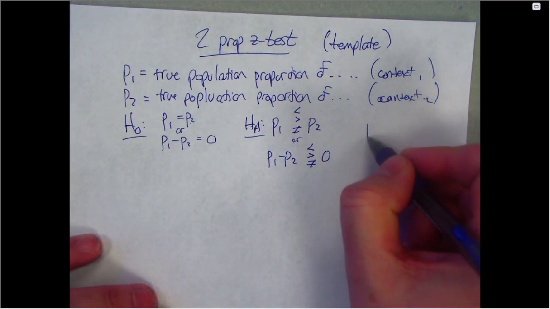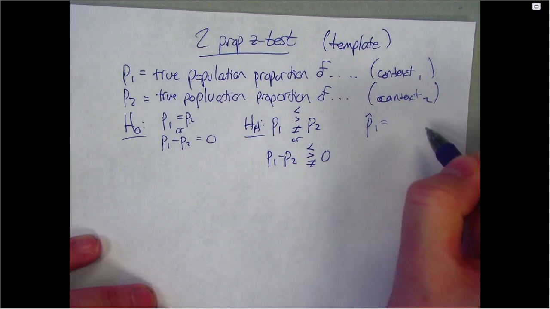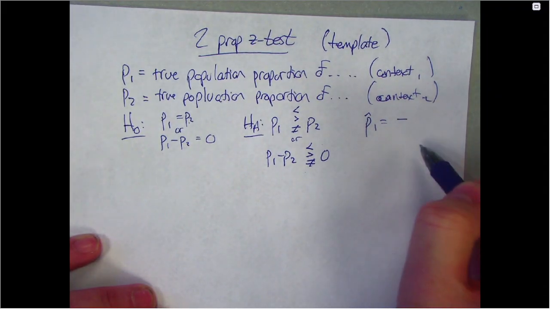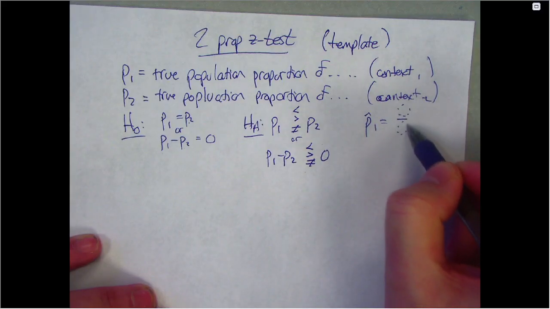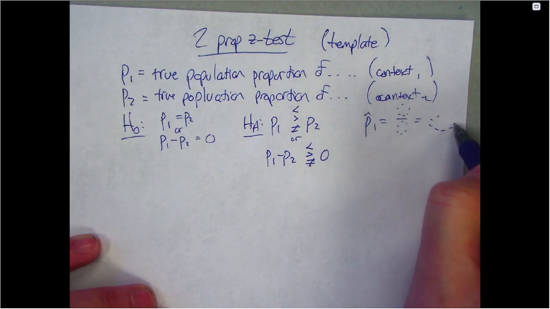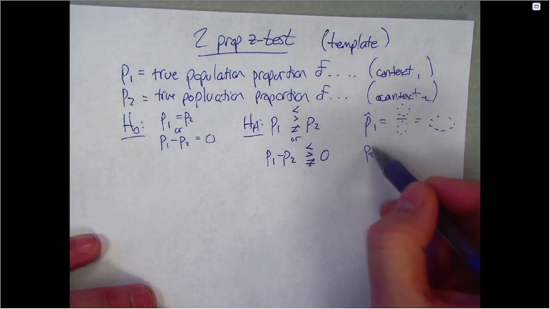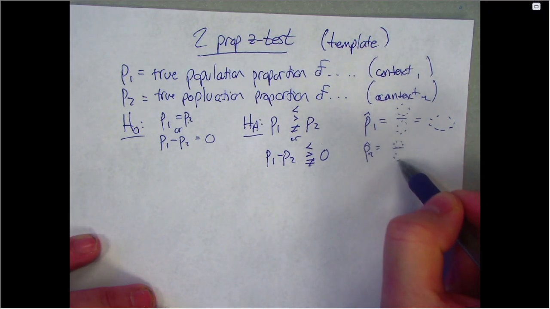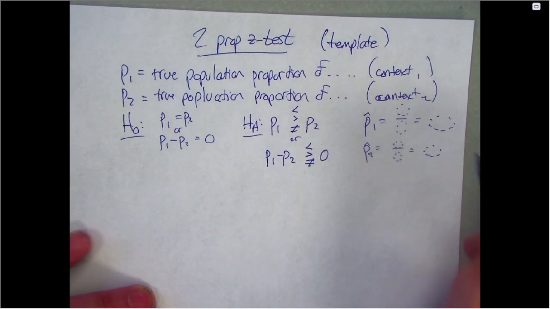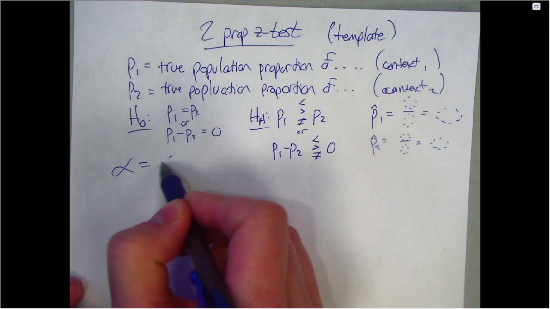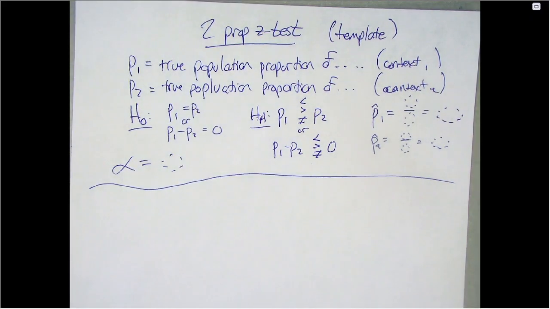All right, then I would say, off to the side, hey, by the way, P1 hat is this, and put the fraction or the decimal, whichever one you have, and then P2 hat is whatever. And somewhere up there, put your alpha. Introduction has gotten longer. So far, so good?